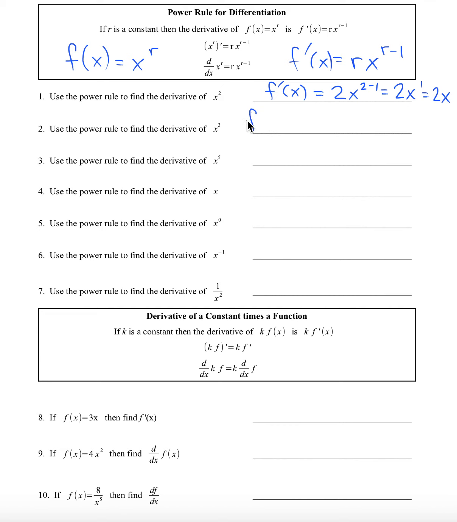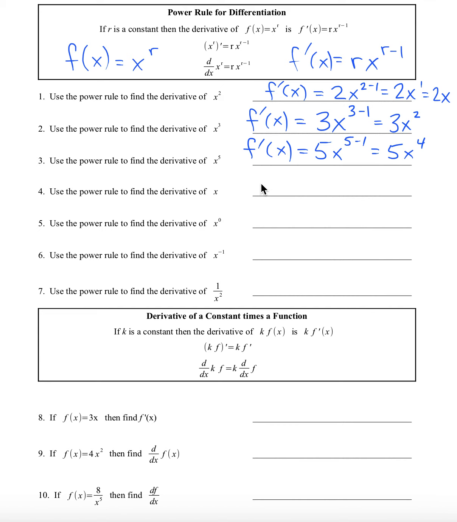Let's try it for x cubed. Bring the 3 down in front. Subtract 1 from the 3. 3x squared is the derivative. X to the 5th's derivative would be 5x to the 5 minus 1, which is 5x to the 4th.